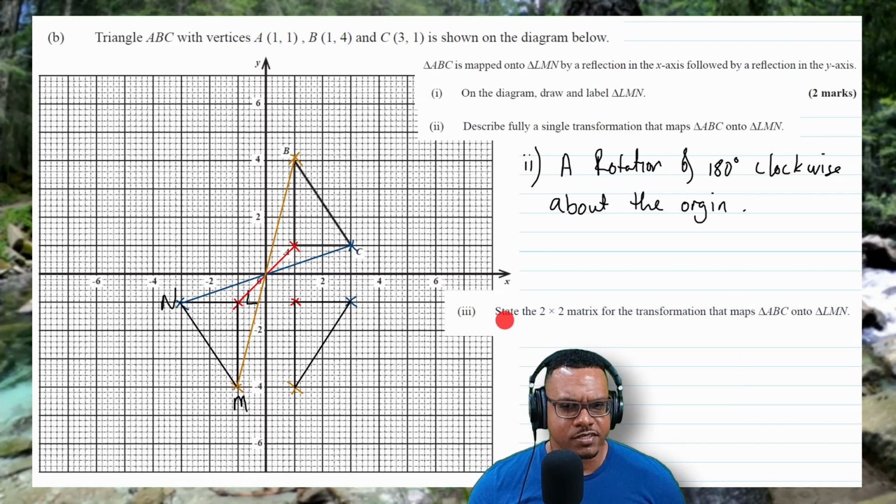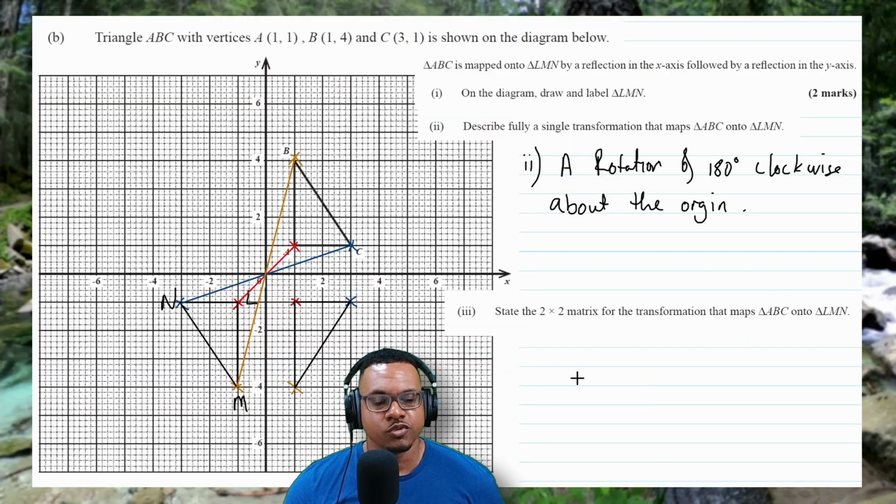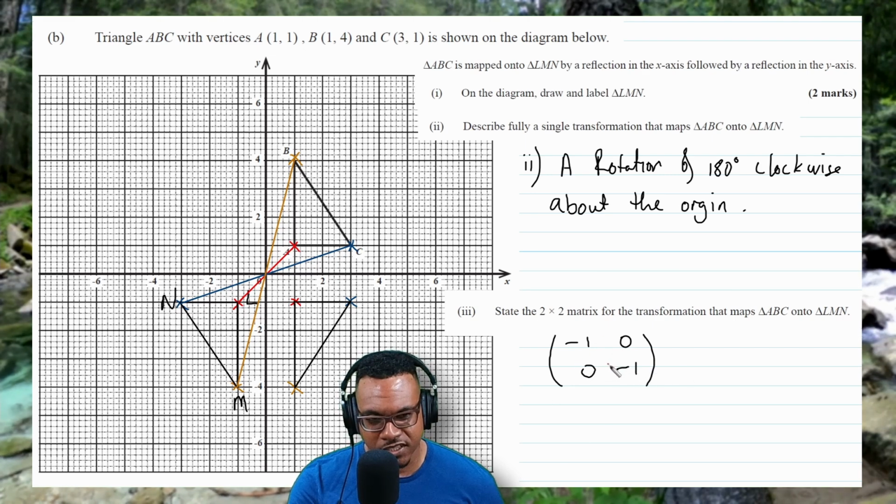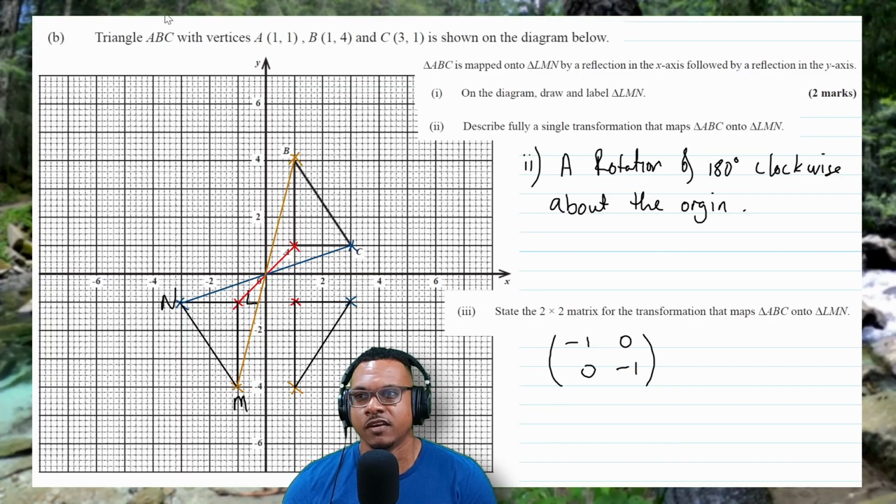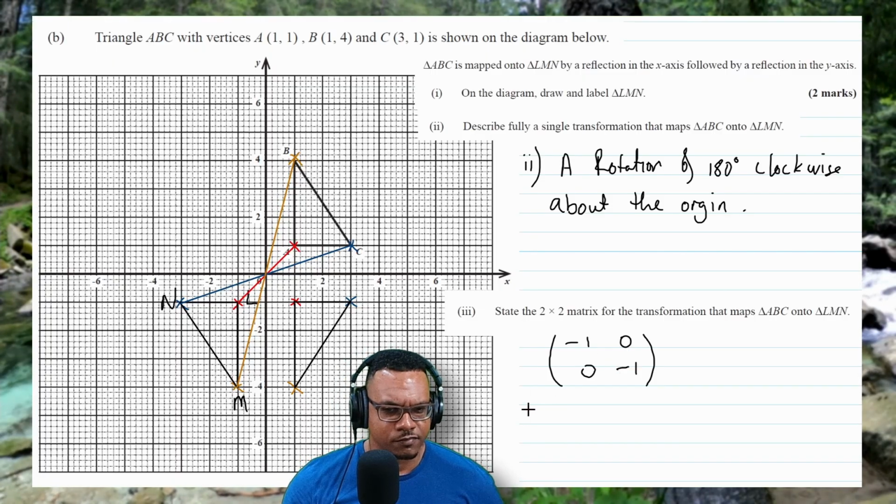Now for part 3 of this question, they want us to state a 2x2 matrix for the transformation that maps ABC onto LMN. Remember, the transformation is a rotation of 180 degrees, whether clockwise or anti-clockwise, about the origin. We're supposed to know that the 2x2 matrix is [-1, 0; 0, -1]. So my 2x2 matrix which represents the transformation would be [-1, 0; 0, -1]. It means if you multiply this transformation matrix by the object coordinates, you get the image coordinates.